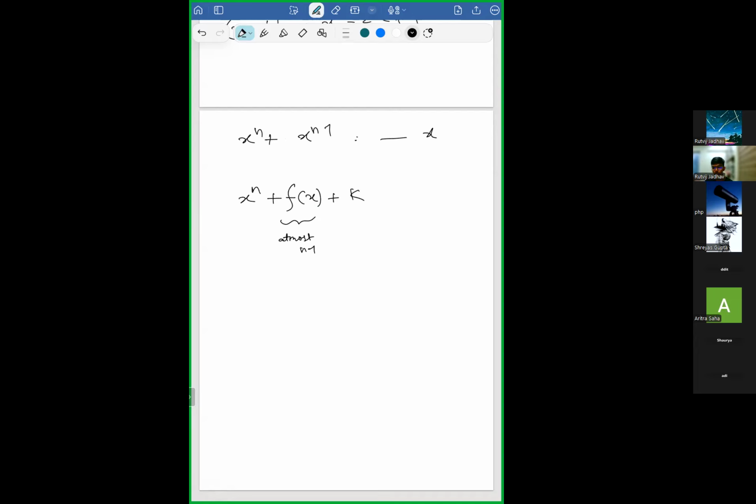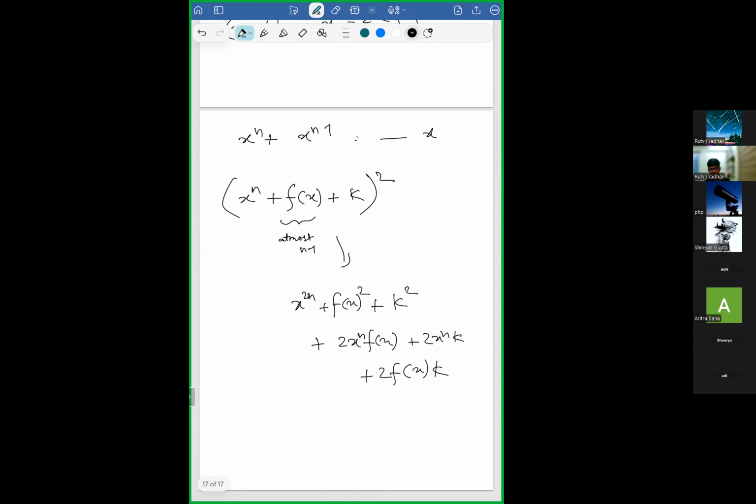If we square it, it will be x to the power 2n plus f(x) square plus k square. So we basically get x to the power 2n, k square, and 2x to the power n k. These are the only things which are positive coefficients.